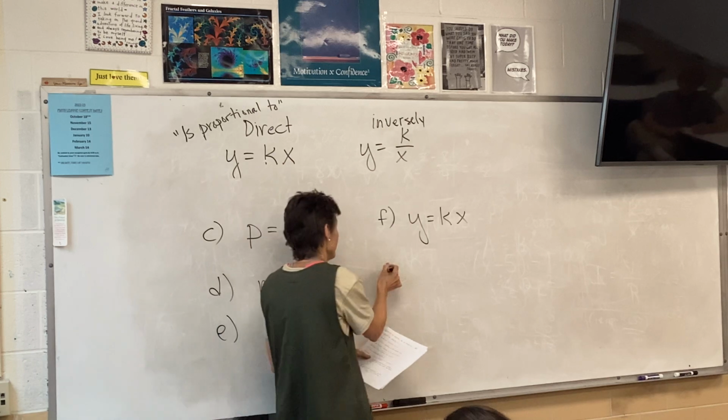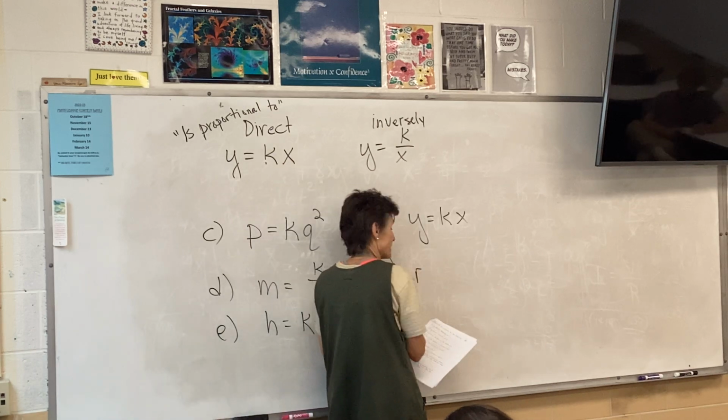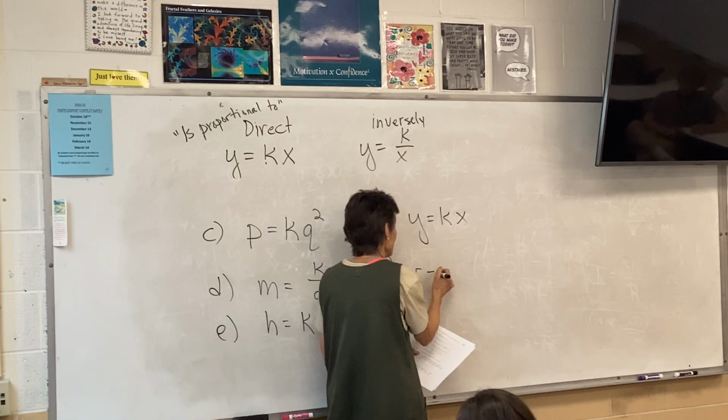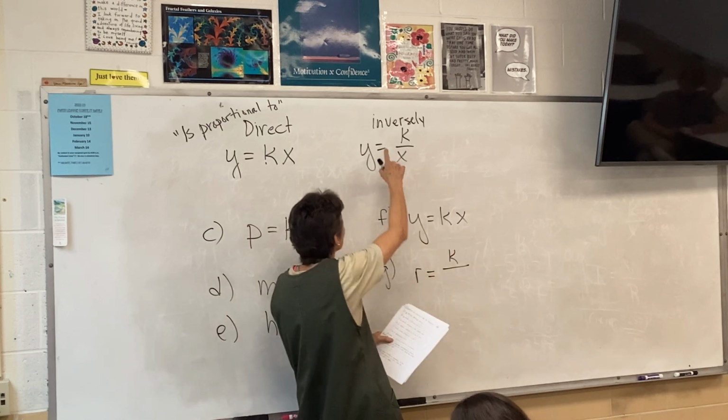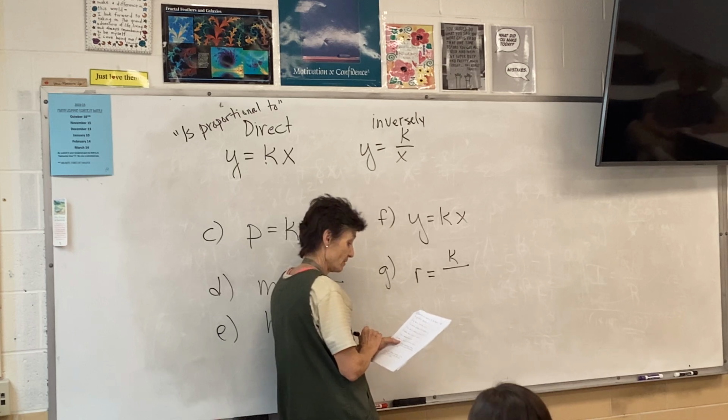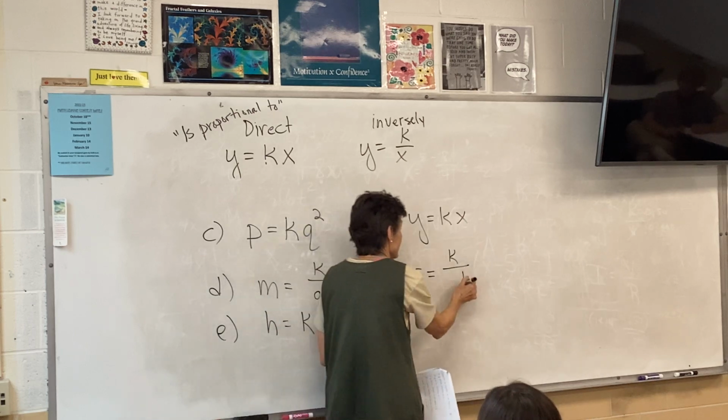And then G, rate is inversely proportional, or inversely, varies inversely to distance.